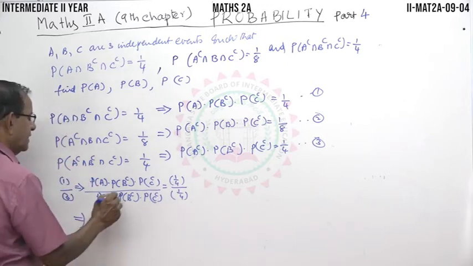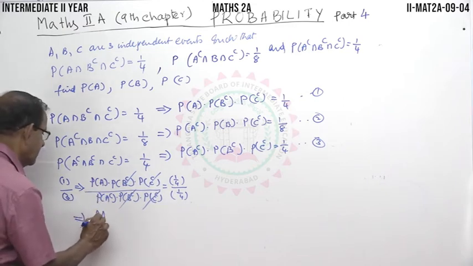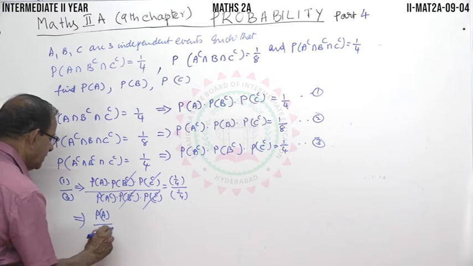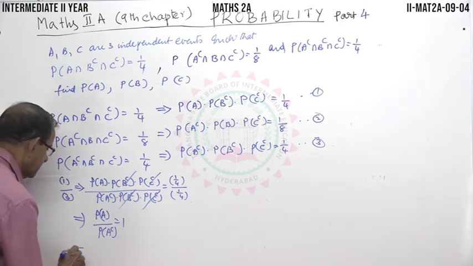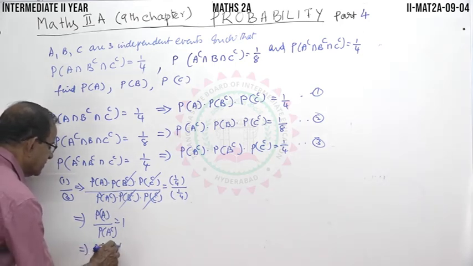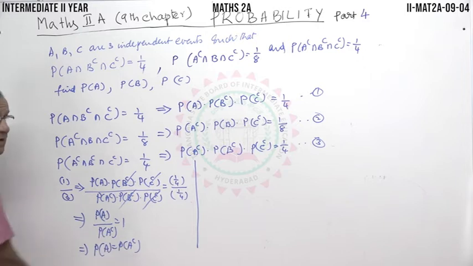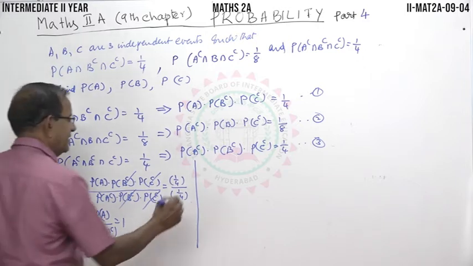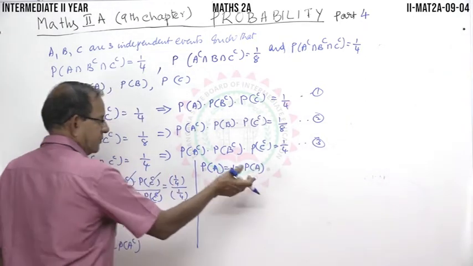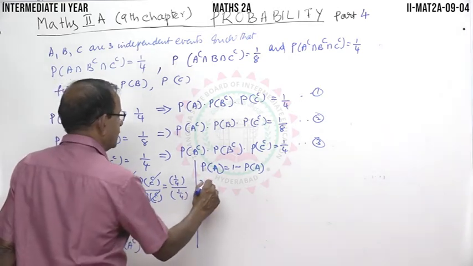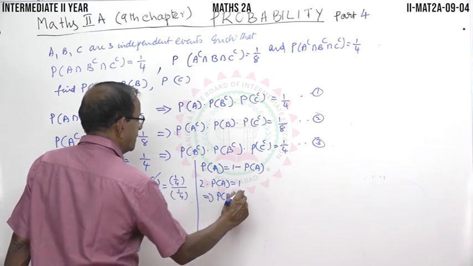Here these two are cancelled. P of A by P of A complement is 1 by 4 by 1 by 4, that is 1. If you take cross multiplication, P of A is equal to P of A complement. But P of A complement is 1 minus P of A. So P of A is equal to 1 minus P of A. You bring P of A to the left side, 2 times P of A is equal to 1. Implies P of A is equal to 1 by 2.